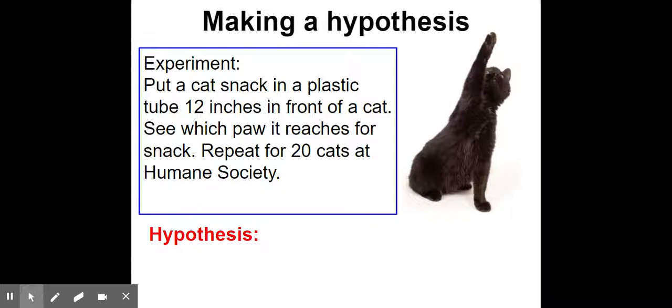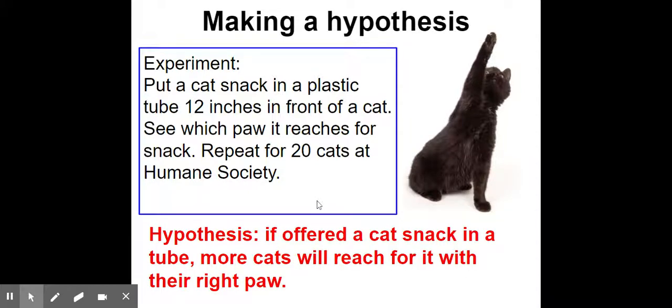The first thing is that your hypothesis has to be a prediction. It has to say what you think is going to happen. Second, it has to be really tightly focused on the experiment, and it has to be testable. All right, so let's see what the hypothesis would be for this experiment.